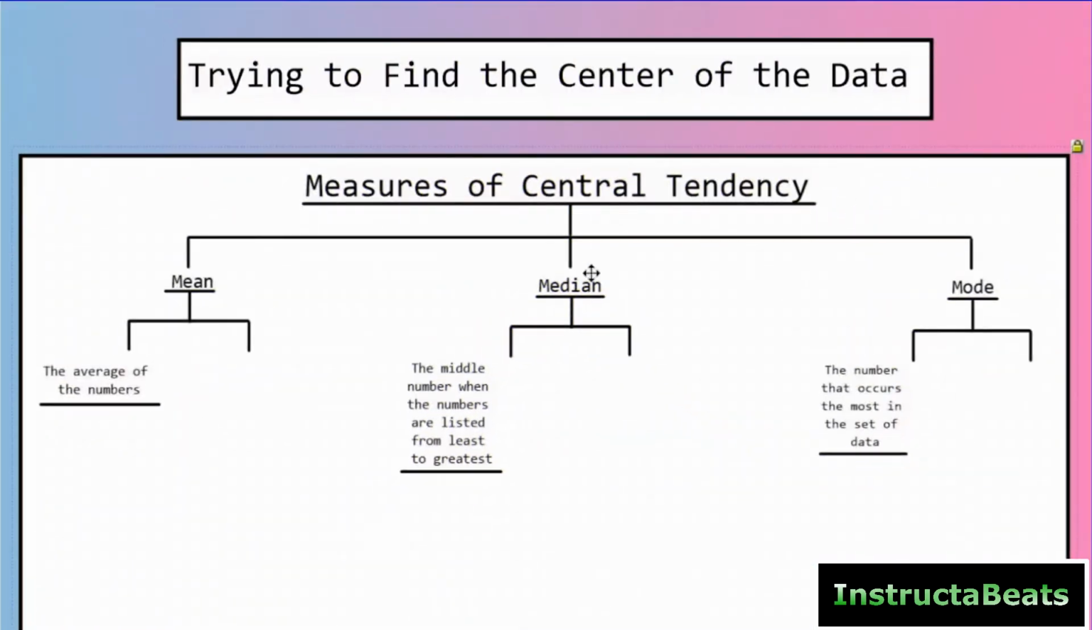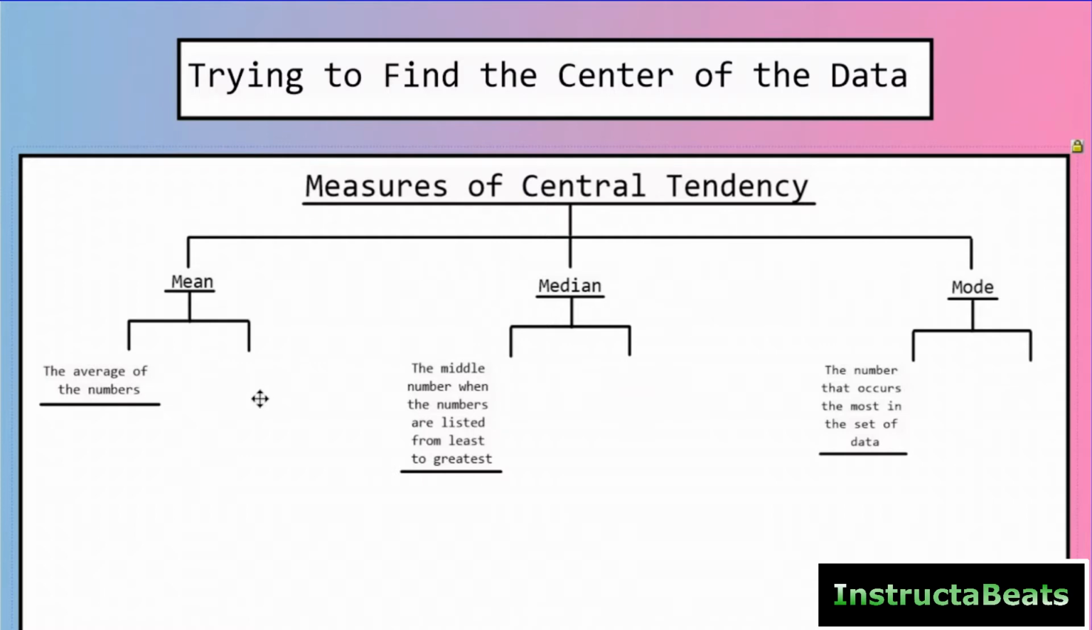We have mean, median, and mode, right? And if you remember, mean is the average of your data set. The median is the middle number when the numbers are listed from least to greatest, right? So remember, you cross out the least and then the greatest, and you keep alternating until you cross them all out until you come down to either 1 or 2, and that would be your median. And then here you have the mode, which is the number that occurs the most in the set of data, right? And we've talked about that last lesson.